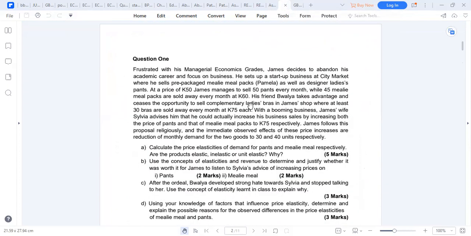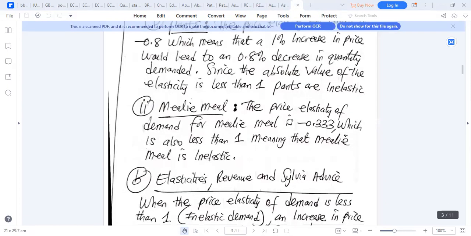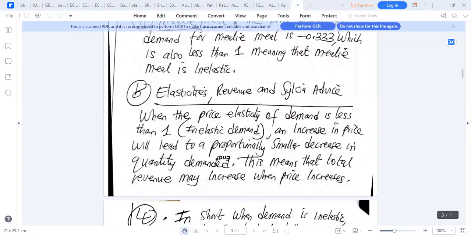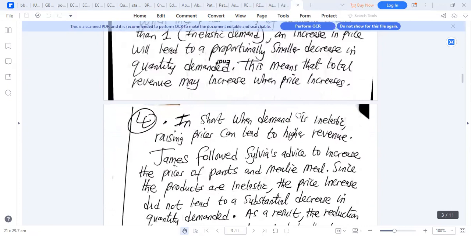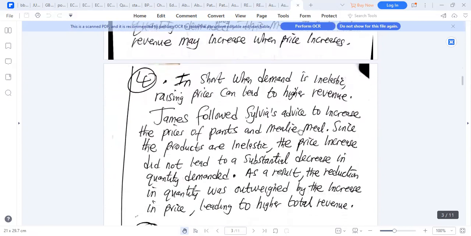So the next question that was being asked was, use the concepts of elasticity and revenue to determine and justify whether it was worth increasing their prices in that context. Before I go to the answers, was it worth increasing the prices? Was it? Was it worth increasing the prices? No, it was. Anyone else? Yes, it was.